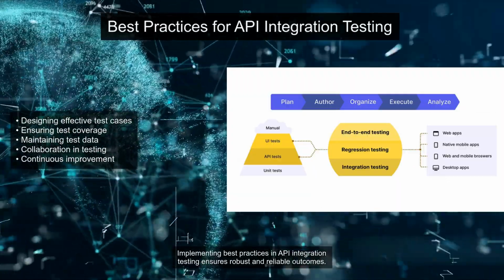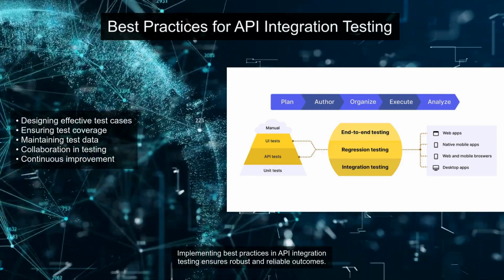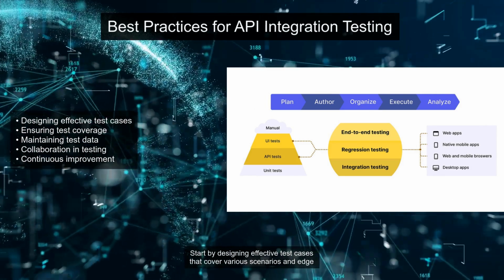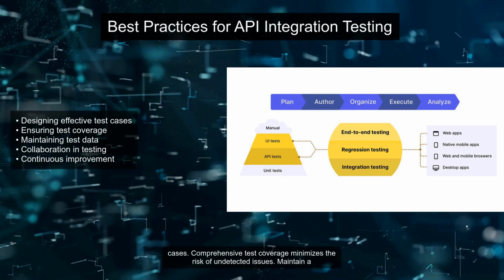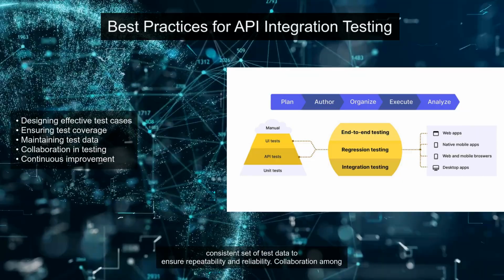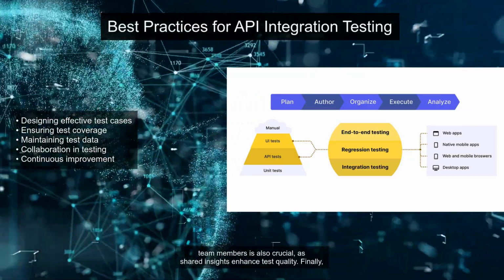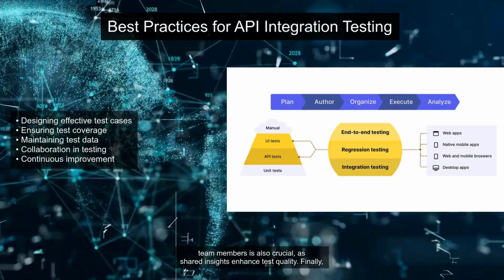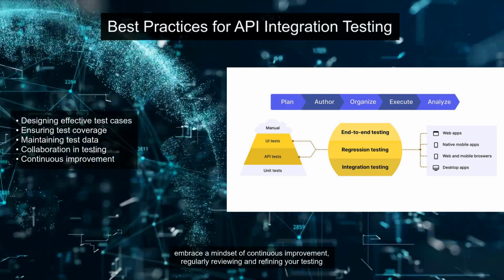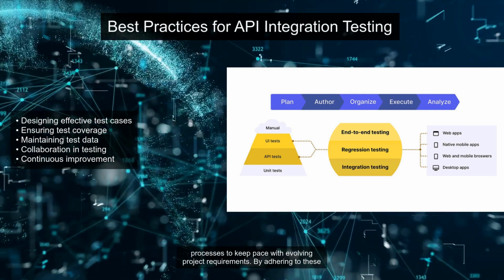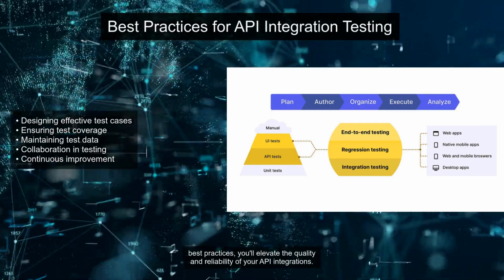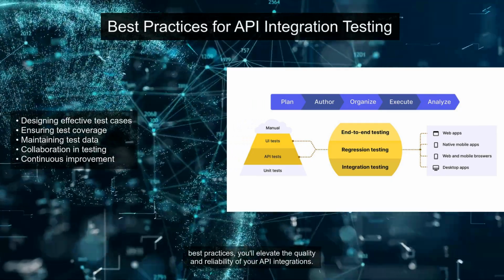Implementing best practices in API integration testing ensures robust and reliable outcomes. Start by designing effective test cases that cover various scenarios and edge cases. Comprehensive test coverage minimizes the risk of undetected issues. Maintain a consistent set of test data to ensure repeatability and reliability. Collaboration among team members is also crucial, as shared insights enhance test quality. Finally, embrace a mindset of continuous improvement, regularly reviewing and refining your testing processes to keep pace with evolving project requirements. By adhering to these best practices, you'll elevate the quality and reliability of your API integrations.